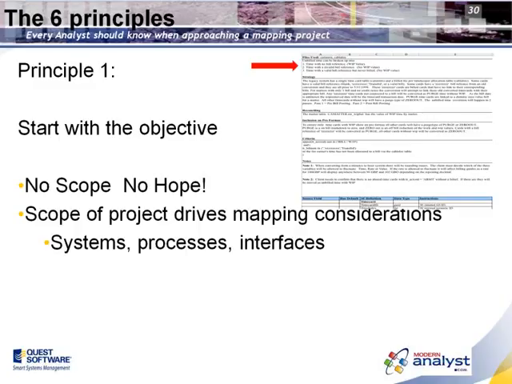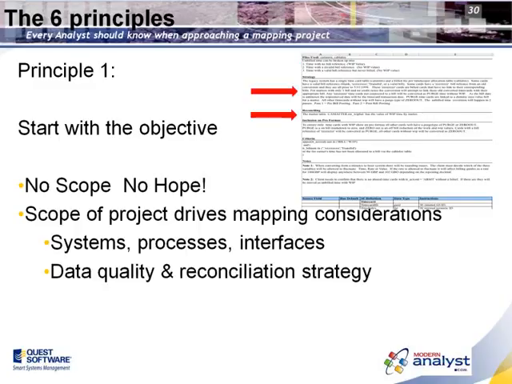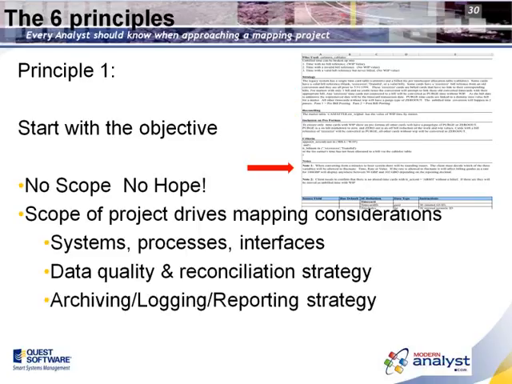So system and process interfaces, right? You have to determine what's the scope for your process, which systems are going to be in play, which interfaces are in play, what are the data quality and reconciliation strategies, how are you going to monitor this interface, how are you going to ensure you have no data loss, what's going to be your archiving, logging, and reporting strategy. As you create logs for your interfaces, how are you going to manage all those log files? Are you going to archive them?